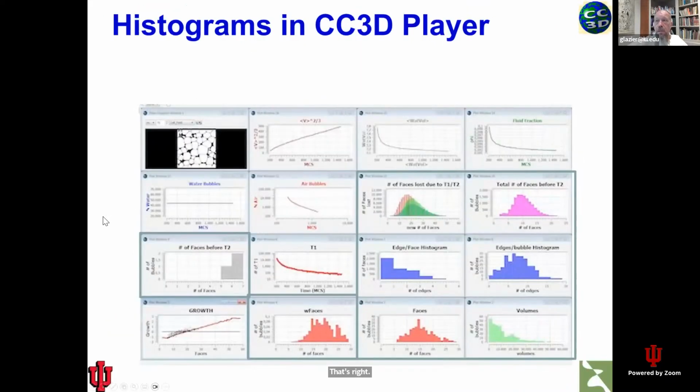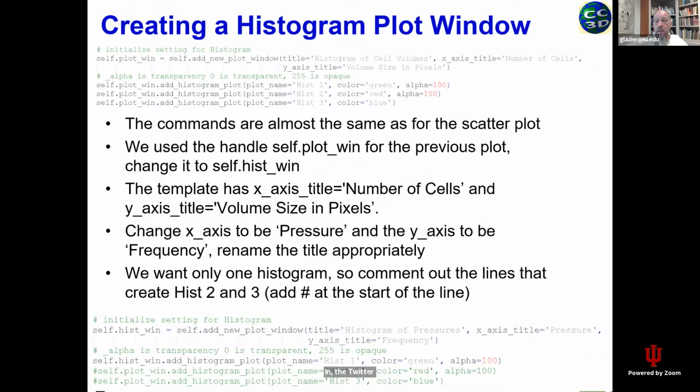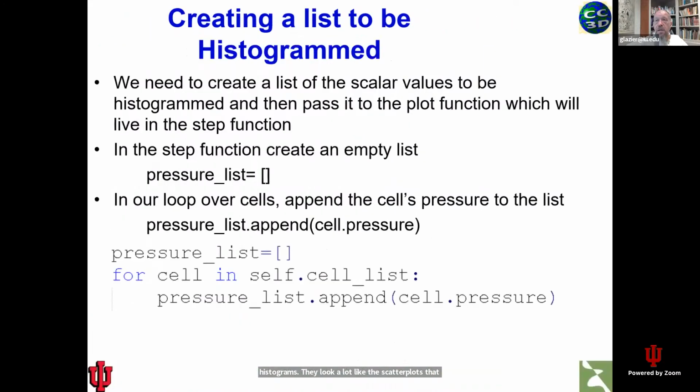So the other thing that I wanted to do, which I won't talk about today, I'll just, again, flash a slide just to let you know it exists, is that besides scientific plots, time series or point plots, you can plot histograms. And it's quite convenient to be able to plot histograms. There's a function in the Twedit menus that tells you how to plot histograms. They look a lot like the scatter plots that we've been doing. The difference is that you have to have a list of the things that are going to be histogrammed.